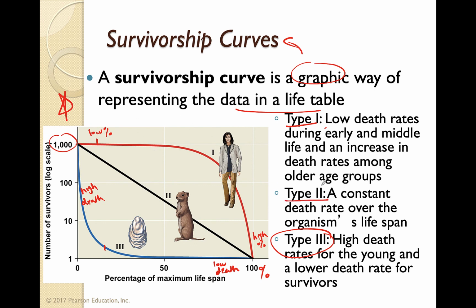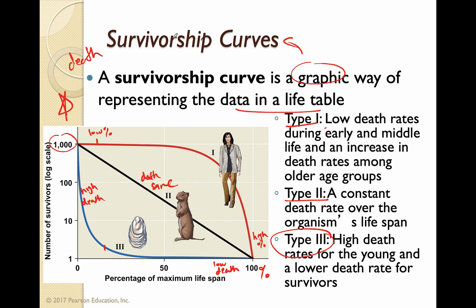Type 2 is kind of in between. This is where they have a constant death rate, so the death rate stays the same throughout, and it creates kind of a linear curve down here. This is a little less common. Most species will either use type 1 or type 3. So these survivorship curves pretty much are only looking at the number of individuals that are dying, and so we can look at individual death.